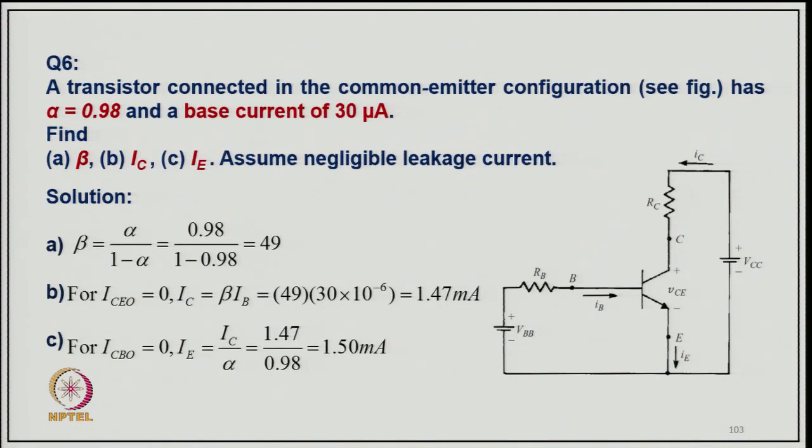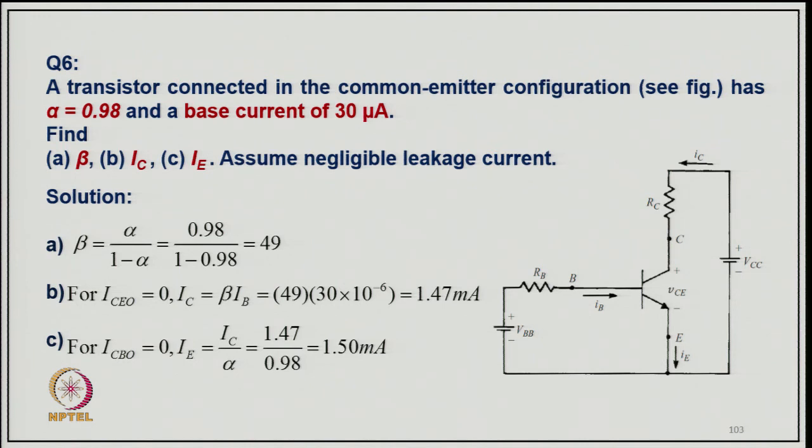Now, coming to problem 6: a transistor connected in the common emitter configuration, shown in the figure here, which is a very common configuration, with alpha equal to 0.9 and base current of 30 microampere.